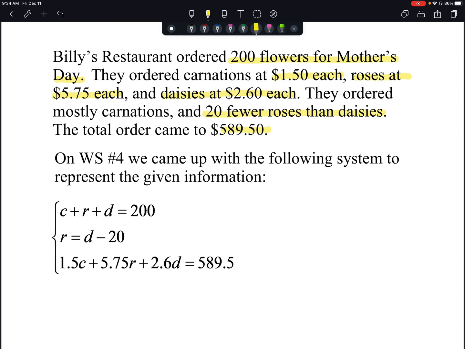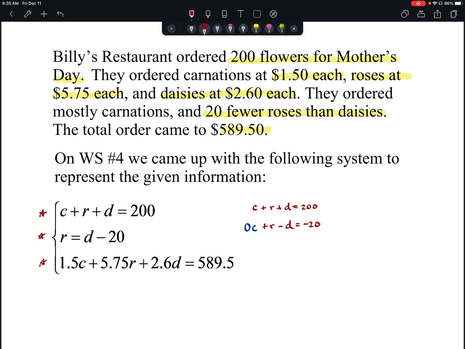So first thing, again, remember, we need to get them all in the same order. Okay, so I like the first one, C, then R, then D equals 200. I'm going to rewrite that here. C plus R plus D equals 200. Our second one, we're going to have to move our D over. And then we have no C's. So remember, when there's no term, we're going to put a 0C. And then I'm going to have plus R minus D is equal to -20.